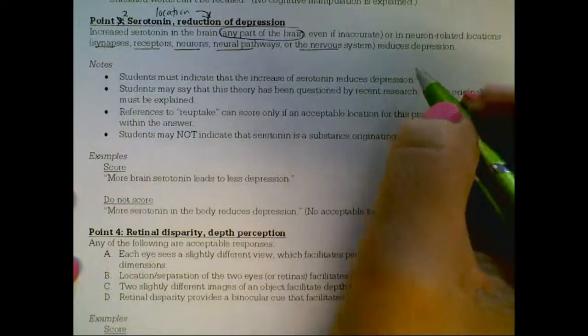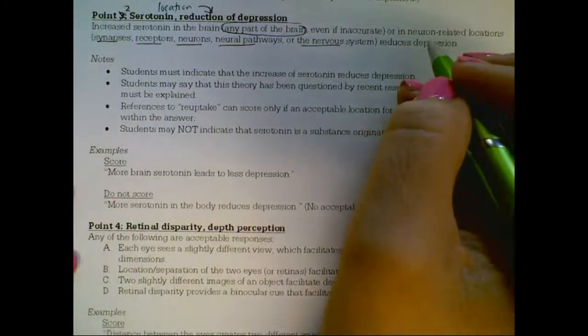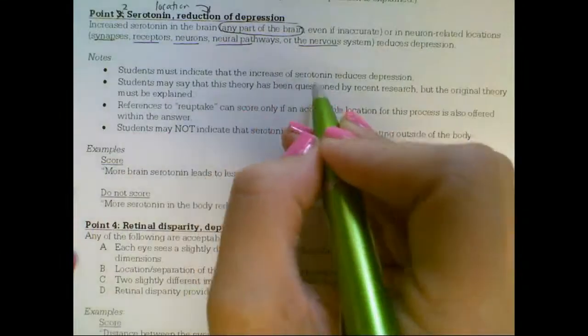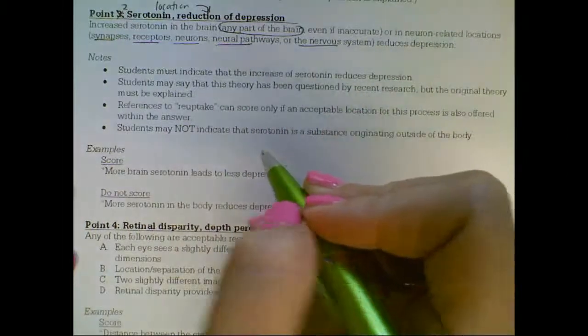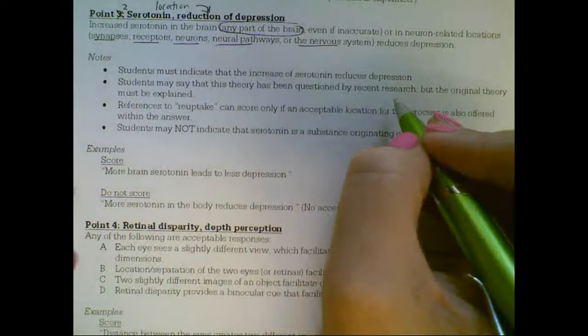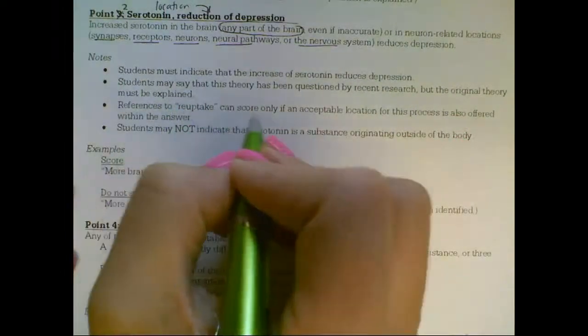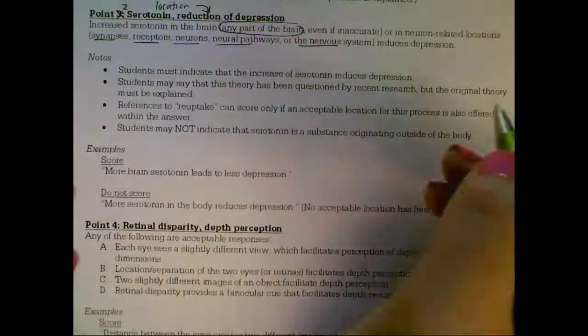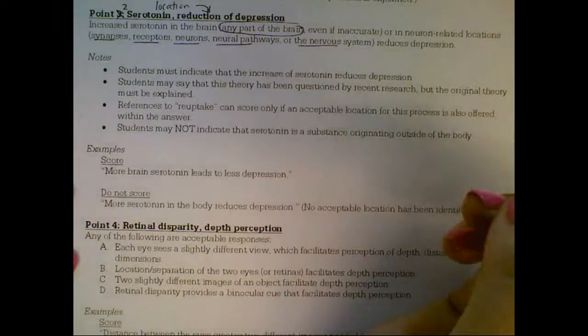So a lack would increase depression. So let's say notes. Students must indicate that the increase of serotonin reduces depression. Students may also say that this theory has been questioned by recent research, but the original theory must be explained. Referring to reuptake can score only if acceptable location of this process is offered within the answers. Students may not indicate that serotonin is a substance originating outside of the body.